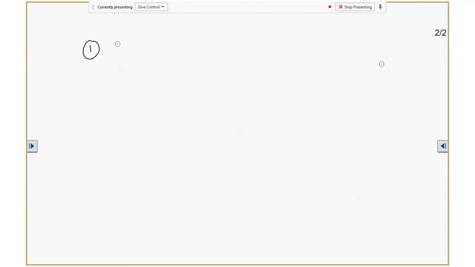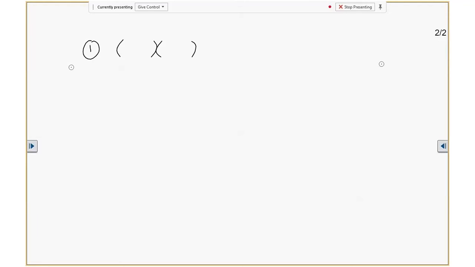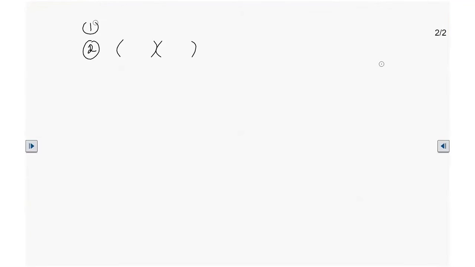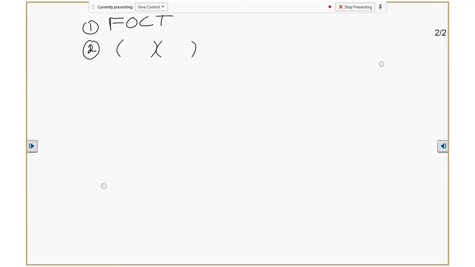Number 1, always try to factor out a common term. Do not pronounce that. Just factor out a common term. If you factor out a common term, most of the time it will make it easier. Okay?